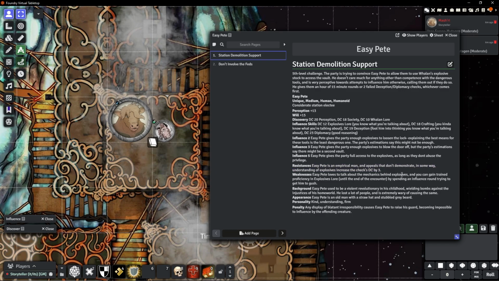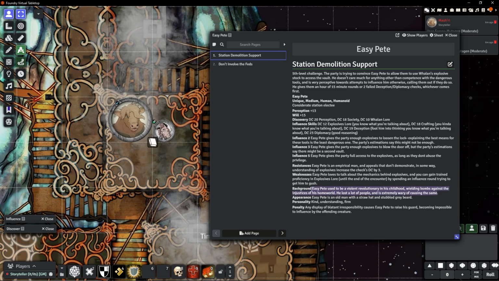It's something he's very interested in, very passionate about. You can gain trained proficiency in explosives lore until the end of this encounter by spending an influence round trying to get him to gush about it. And then it gives a little bit of background about the character in case they get a little bit more into roleplay and not purely what they're trying to accomplish. Easy Pete used to be a violent revolutionary in his childhood, wielding bombs against the injustices of his homeworld. He lost a lot of people and is extremely wary of causing the same.